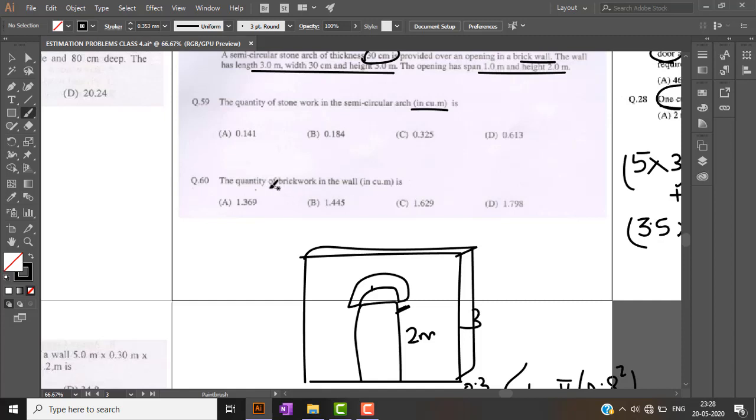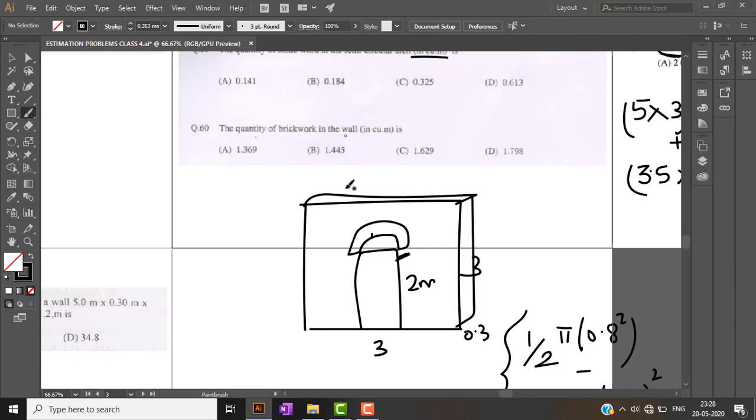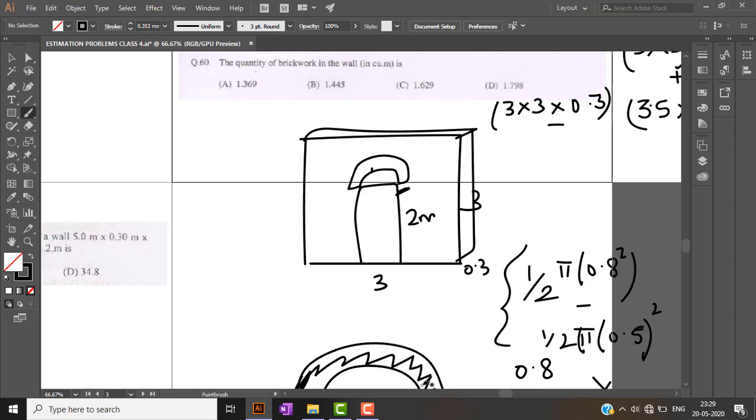So the quantity of brickwork in the wall in meter cube will be, first you have to find the total volume, that is 3 into 3 into 0.3. It's the total volume of the brick wall, minus we have to subtract the volume of stonework.